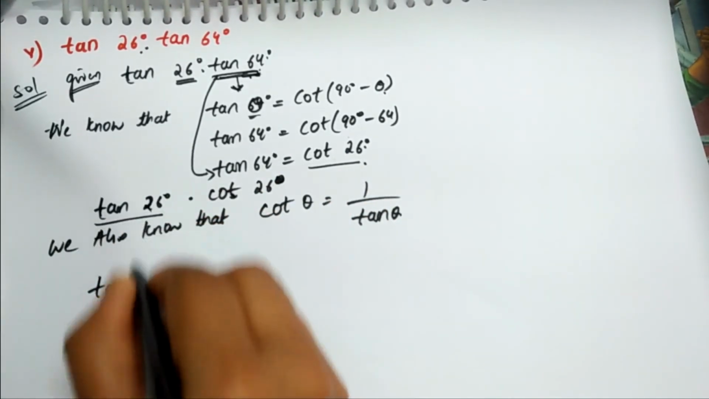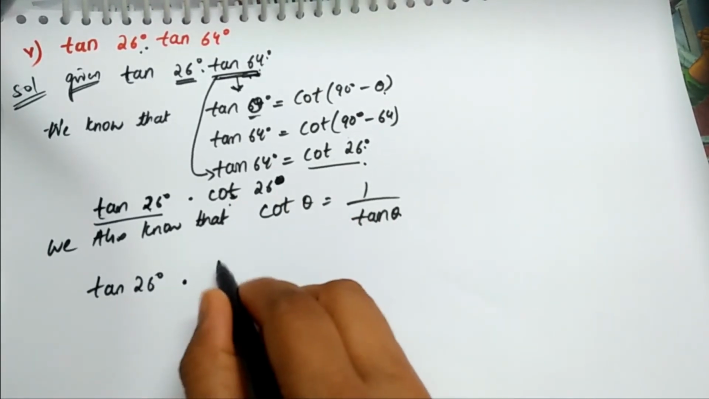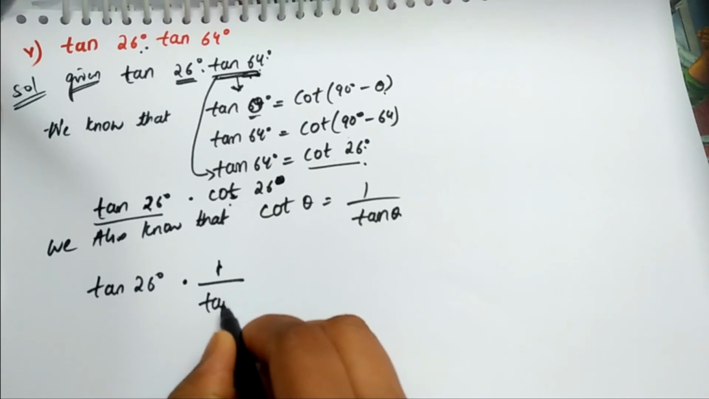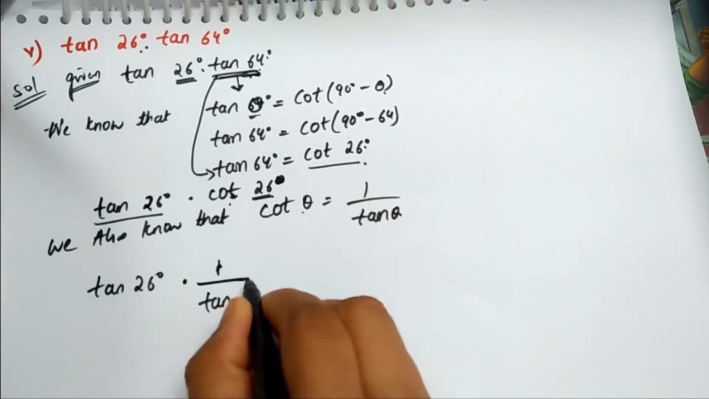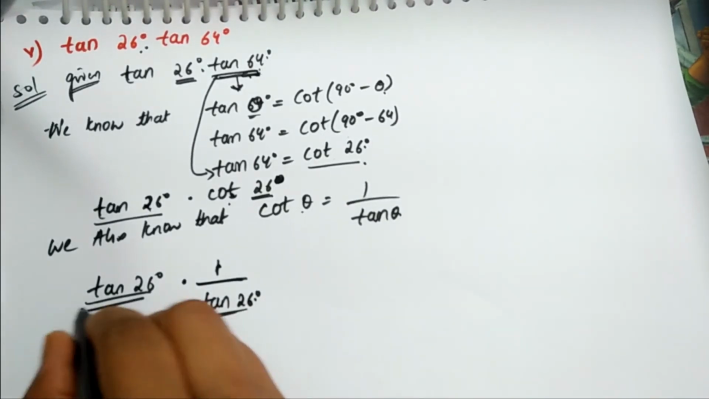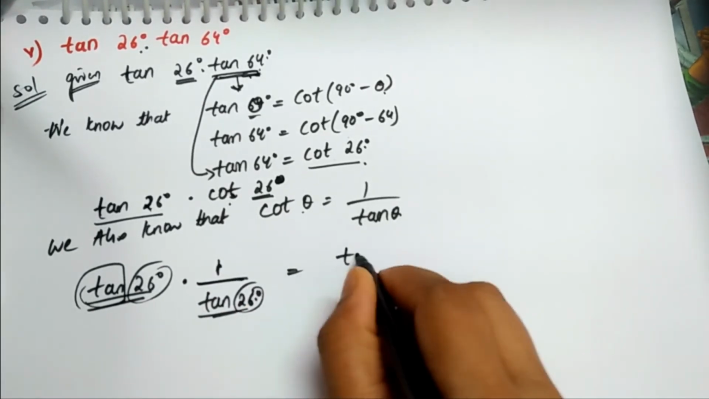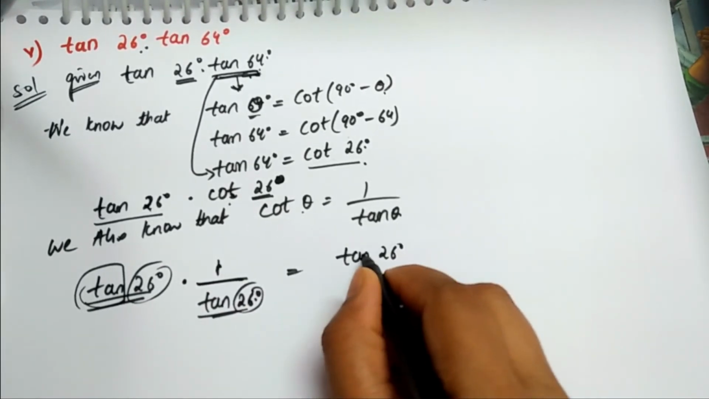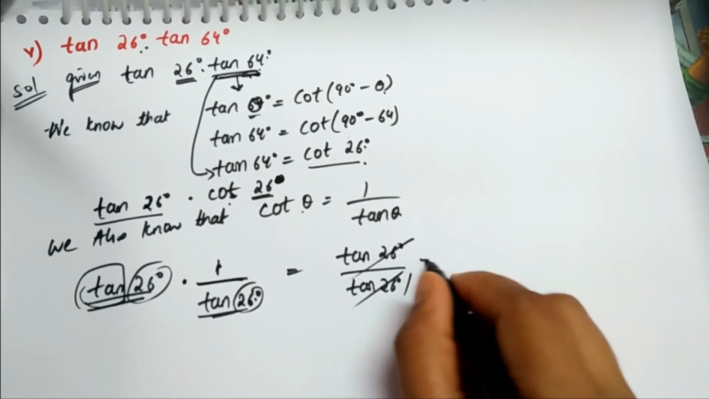We are copying tan 26 degrees as it is, and for cot we have 1 by tan, with theta being 26 degrees. What is the angle here? 26 degrees. Now they are of the same terms, and the angle is the same. Now isn't it easy to cancel? Tan 26 degrees by tan 26 degrees, one. The answer is 1.